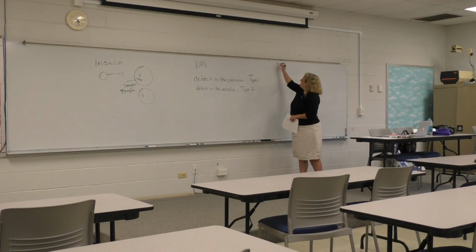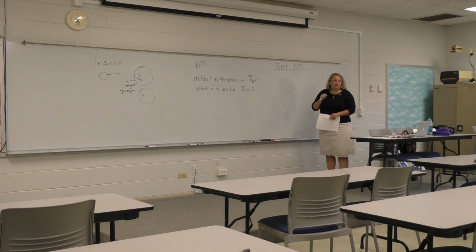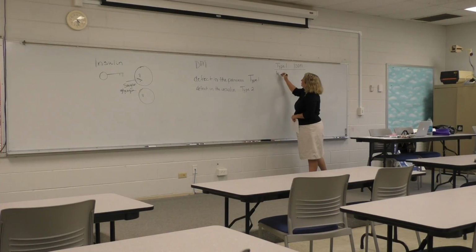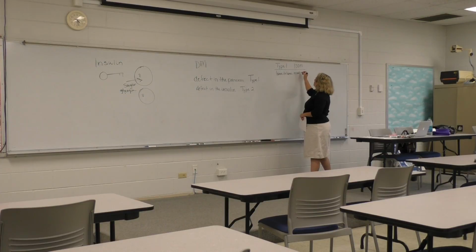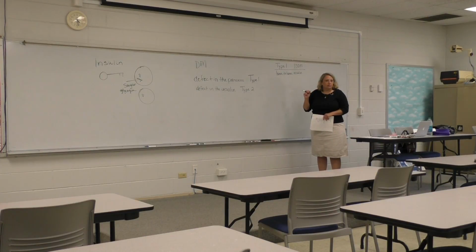So, type 1 used to be called insulin-dependent diabetes mellitus. That's what it used to be called. It used to be juvenile onset only, but now anybody who's under the age of 30 is now type 1. They have to have insulin. They cannot take oral meds at all. Their body makes no keys to unlock the doors.